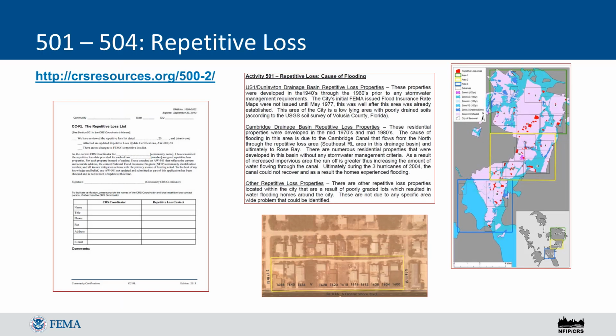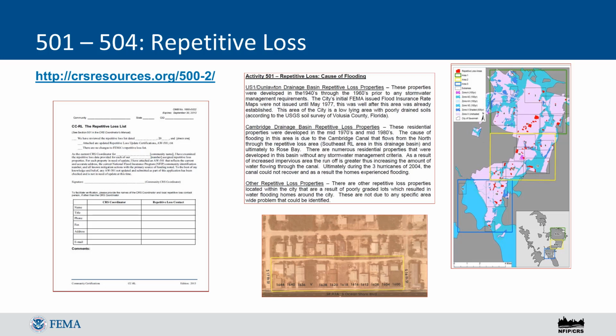Now, getting into the 500 series, repetitive loss. This is the second of the two activities required to get into and stay in the program. If you have no rep loss properties, great, no action is needed. If you have one or more in your community, you'll need to determine the cause of flooding for each and create or map rep loss areas for those buildings affected by the same cause of flooding that are close to each other. You'll also need to submit a map of those rep loss areas.